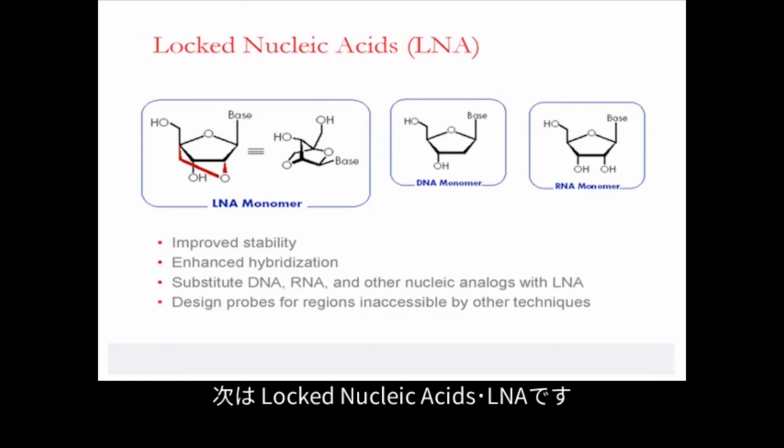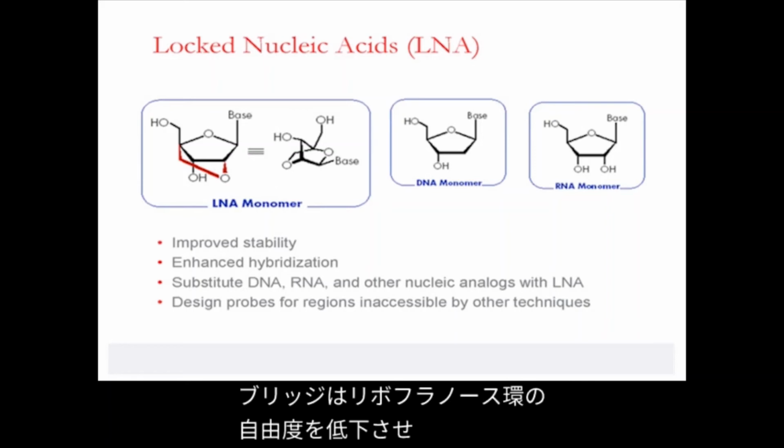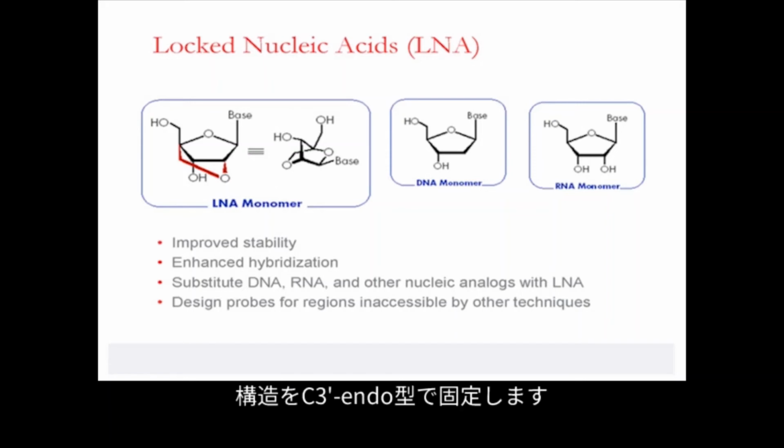This slide shows you locked nucleic acids or LNA. Up until now, I've discussed the different structures of probes and how these can be used for different types of analysis. However, another type of probe is an LNA probe. The LNA contains a methylene bridge. The bridge restricts flexibility of the ribofuranose ring and locks the structure into a rigid C3 endo conformation. Hence, the backbone of the oligo is altered.